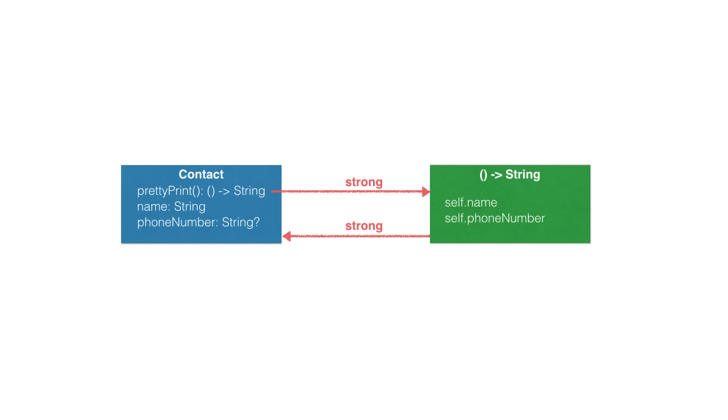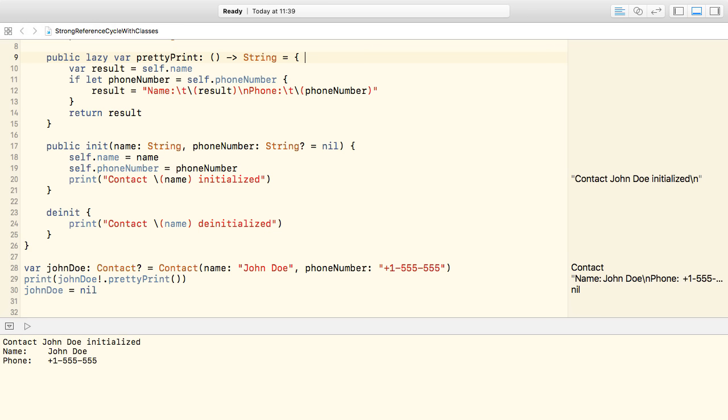To solve the problem, we must break the strong reference cycle between the instance and the closure. Swift provides the means for that by defining a capture list. An item in a capture list can be a reference to a class instance such as self, paired with the unowned or weak keyword. We can also include variables initialized with a value in the capture list and mark them as weak or unowned. Back to our example, let's create the capture list.